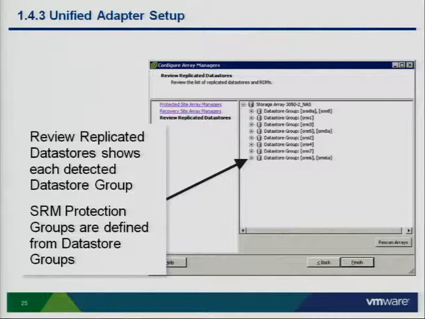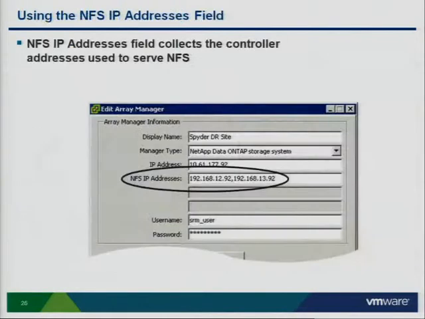So SRM properly detected that and is forcing me to contain both of those data stores into one data store group, because they're both necessary to be recovered at the same time to recover that virtual machine. So you'll see everything is working out in this GUI if you get this output at the end.